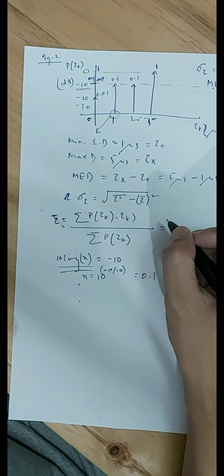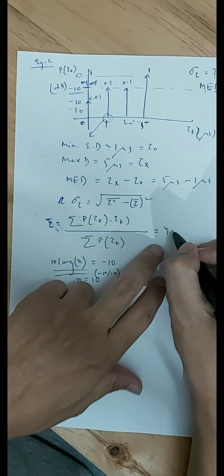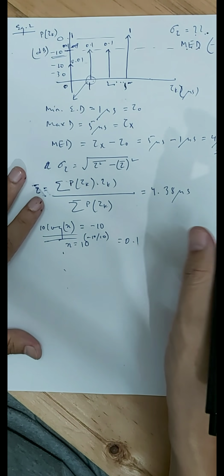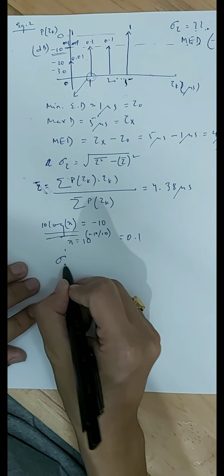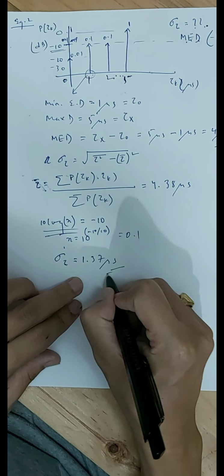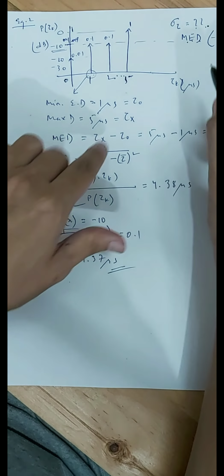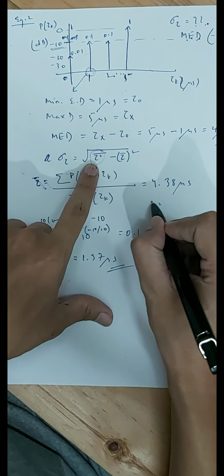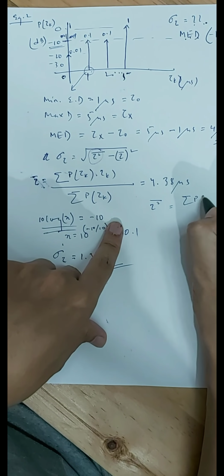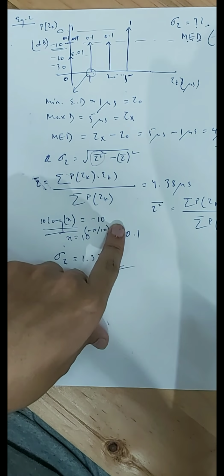And after the calculation, what value will we get? Tau bar will come as 4.38 microsecond. You can try yourself, and sigma tau comes around 1.37 microsecond. And you need to calculate this value also, right? So tau square bar, that formula is there, and it is summation of p tau k into tau k square divided by summation of p tau k.